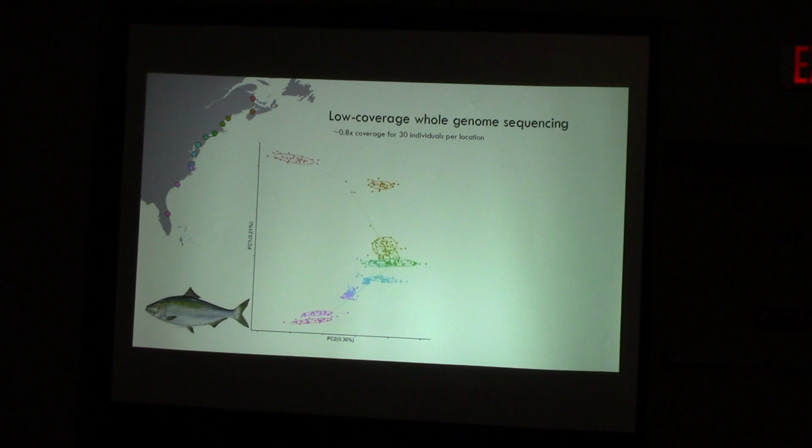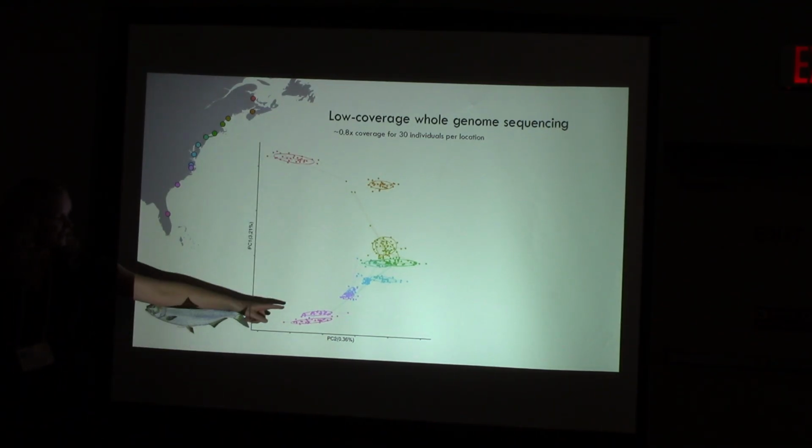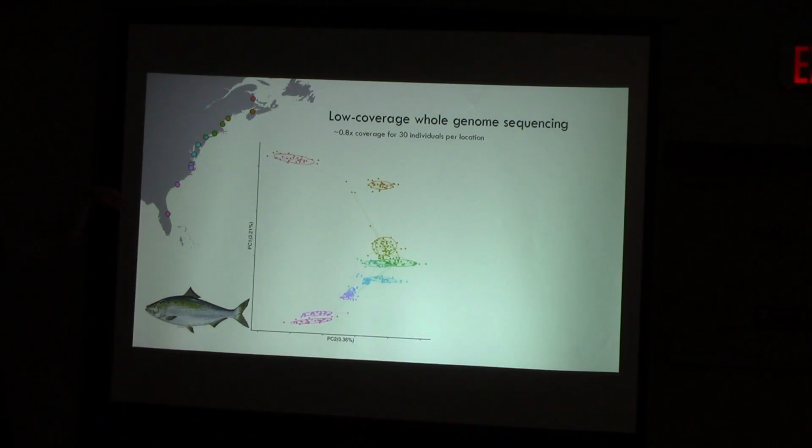So we applied this to the shad. We got samples, working with lots of people who helped us get fish across these 12 locations, about 30 individuals in each. And we did that low coverage whole genome sequencing. And here we're looking at a principal components analysis of just the overall genome-wide results. Each dot here is an individual, color-coded according to its sampling location. And in this PCA, dots that are closer together are more genetically similar.